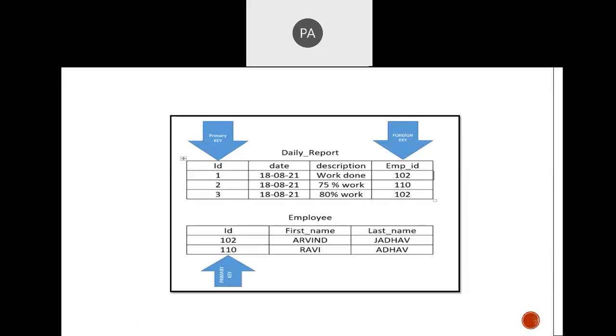Okay, so for that reason we will create this employee ID as a primary key in another table. See, this one is a primary key and this one is a foreign key. That means once we create the primary key, we will use a foreign key in another table. Okay, that's it. बाकी कुछ भी relation नहीं.